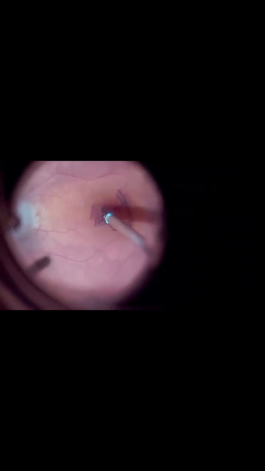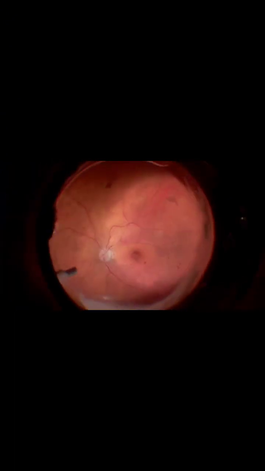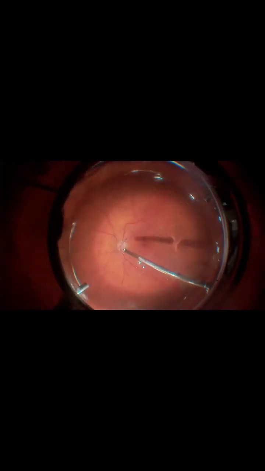At the end, he uses the vitrectomy system probe to trim the internal limiting membrane. Since there were no iatrogenic breaks in this surgery, it was not necessary to use tamponade agents after the fluid-air exchange.